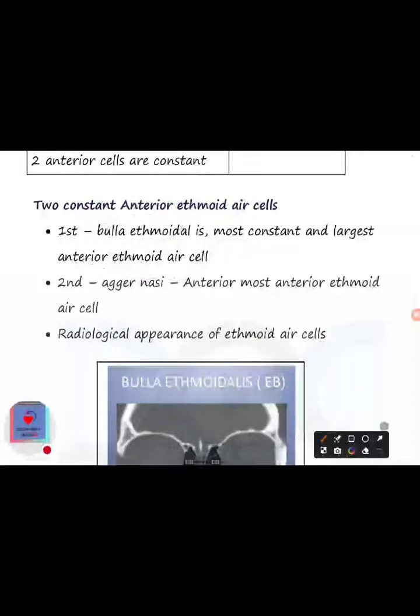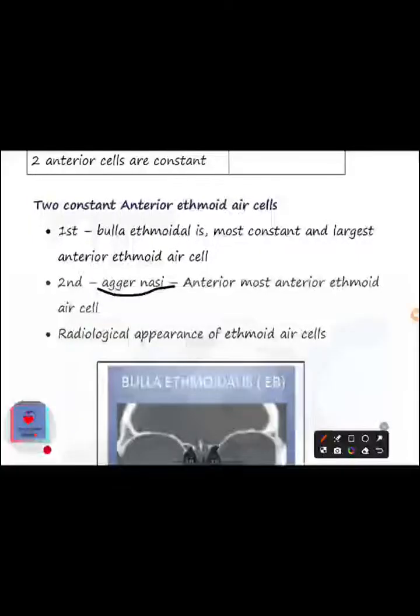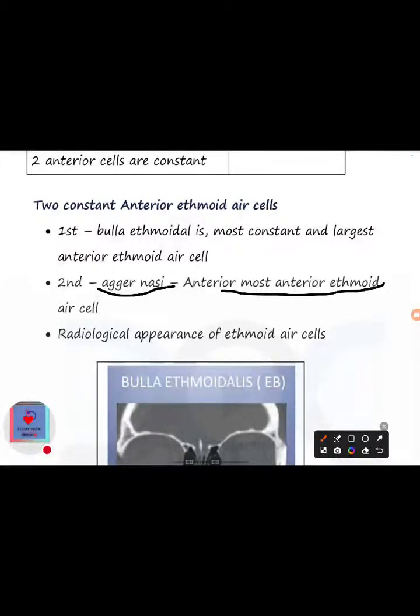Bulla is large, right? The second one is agger nasi, which is the anterior-most, very forward in the anterior ethmoid also. It is always constant. Bulla is the big one. Bulla is the bulla ethmoidalis. And agger nasi is forward, in the anterior of the anterior ethmoidal.